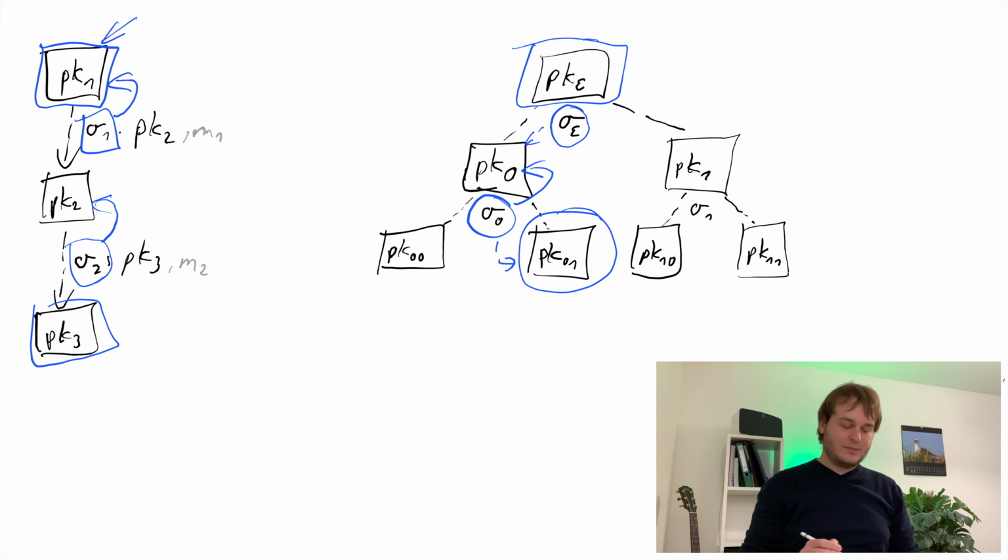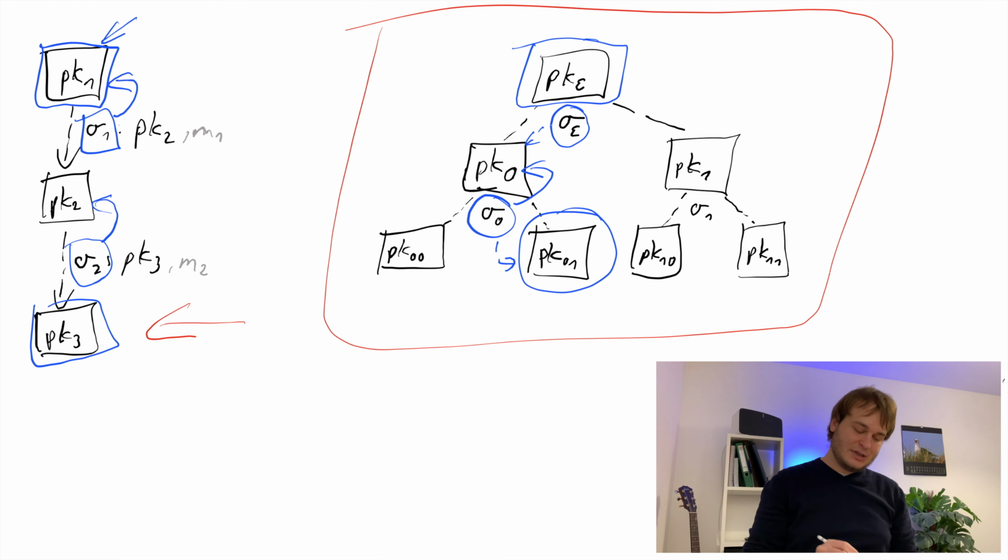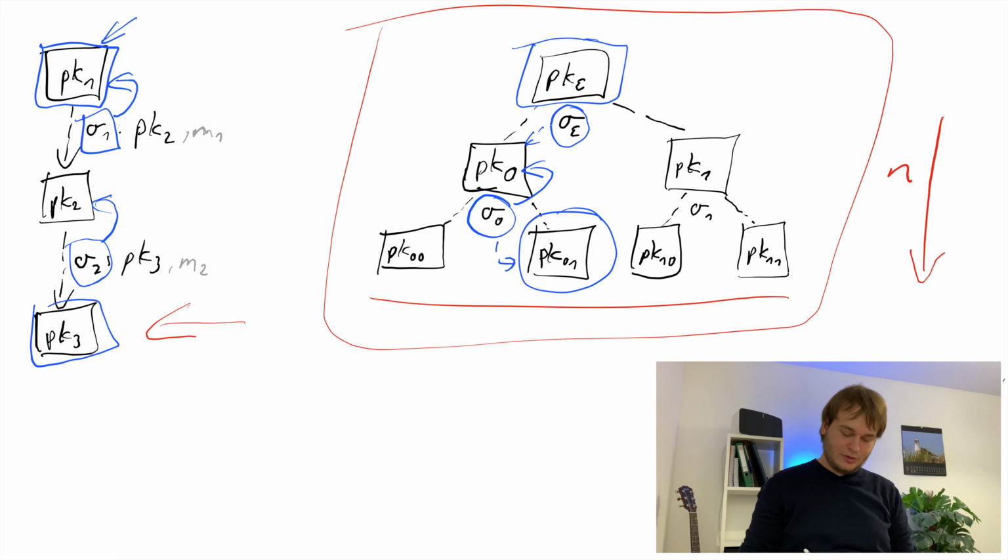So why is this cool? Well, in contrast to the chain-based signatures, where we only had one public key per iteration, now in this data structure here, we can very easily get to very many levels. So in the end, if we have a tree of depth n here, then we have 2 to the n public keys that we can authenticate using this chain idea.